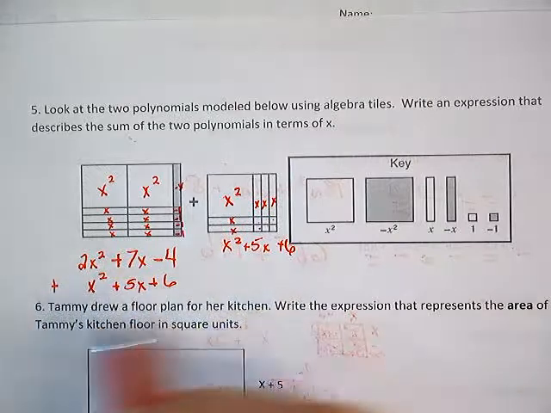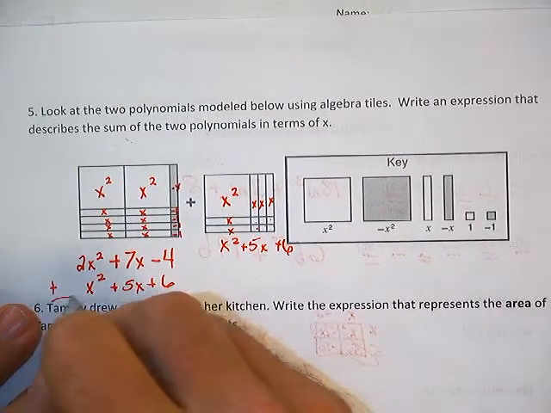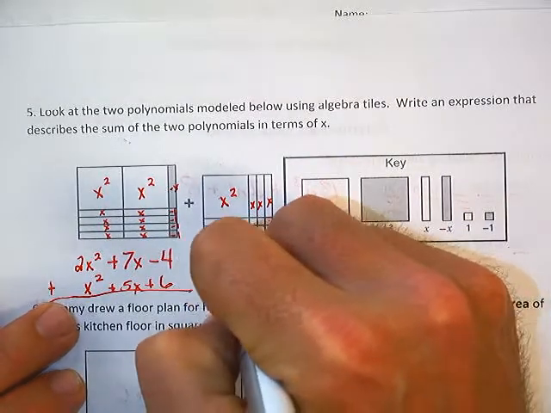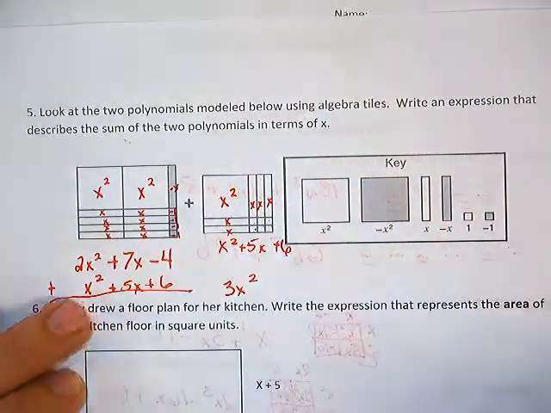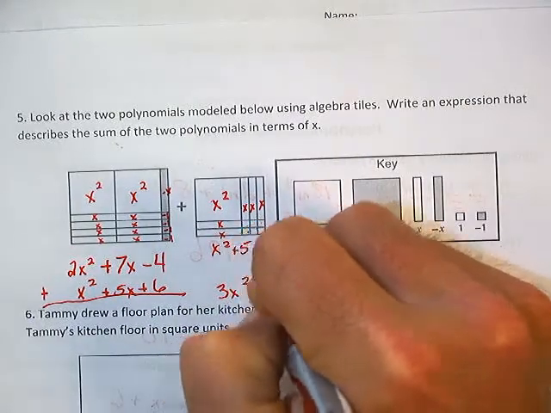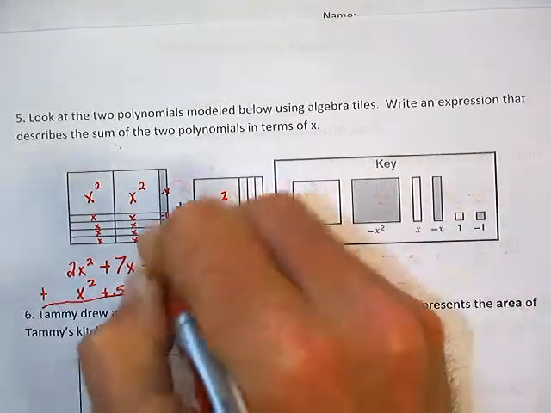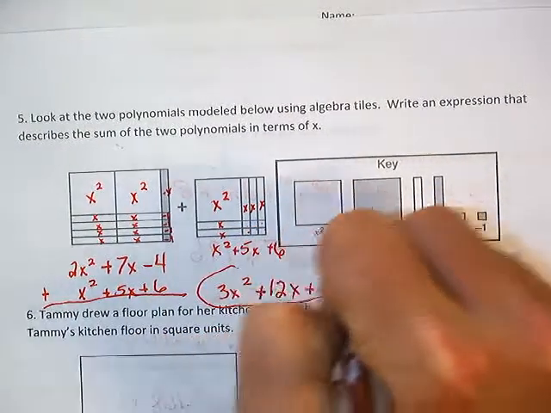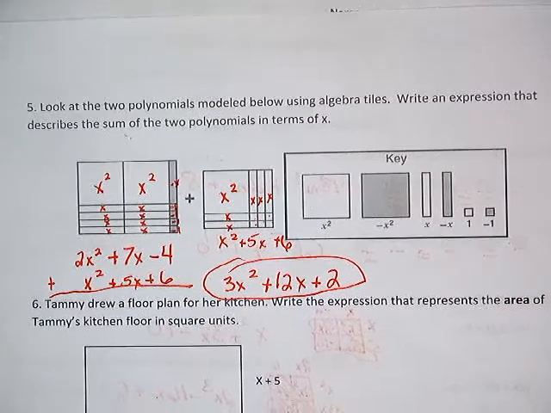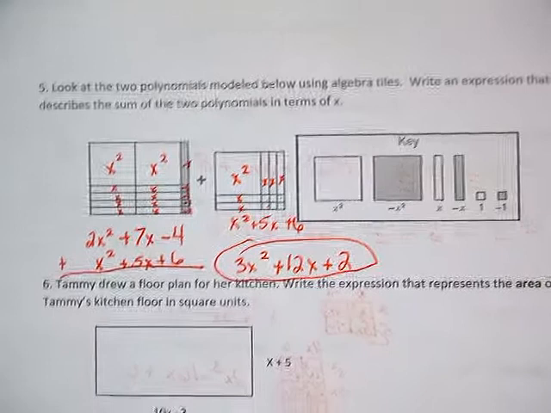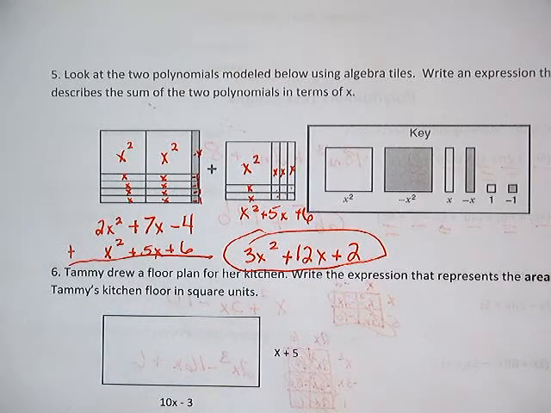Okay, two different ways. You could just combine like terms or just add straight down. 2x squared plus x squared is 3x squared. We have 7x plus 5x, which is 12x. And negative 4 plus 6 is positive 2. Okay, that's using algebra tiles. Once again, the key is right there, so you can refer to that.